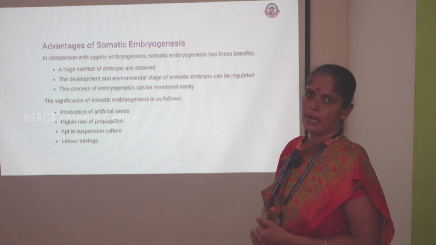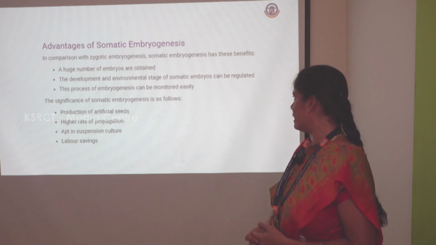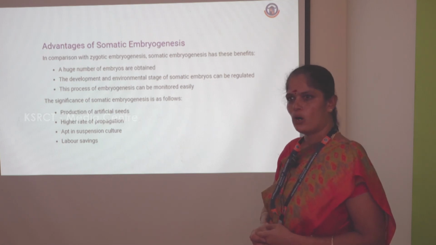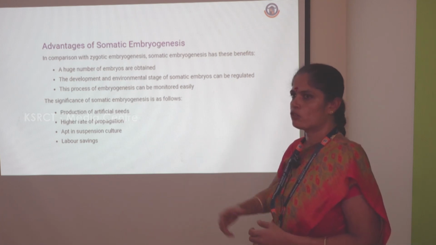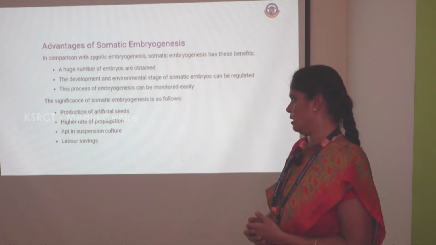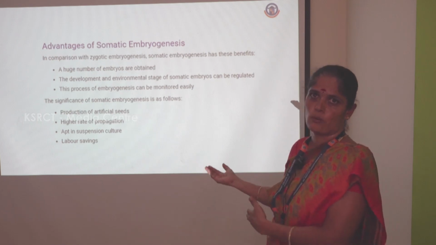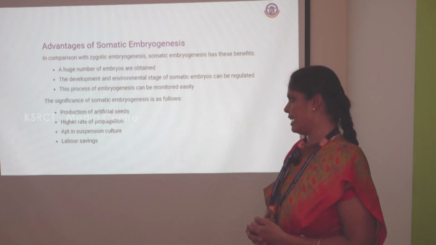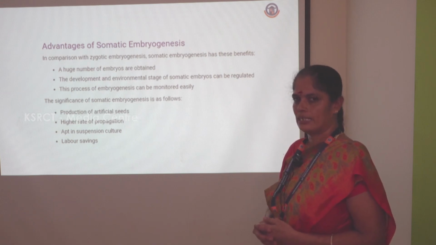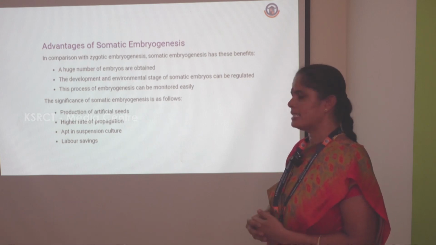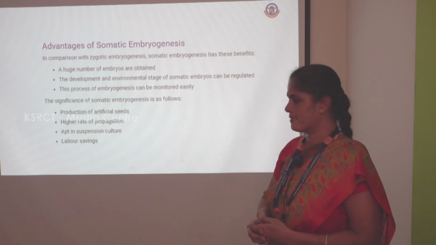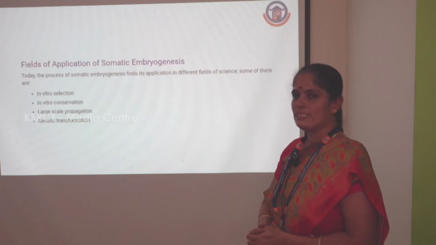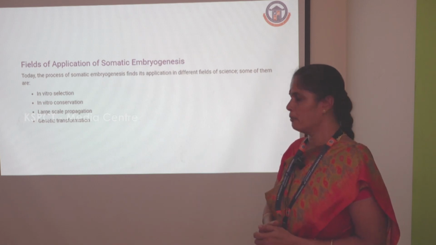A huge number of embryos can be obtained by the process of somatic embryogenesis. The developmental stages of somatic embryos can be regulated, and this process can be monitored easily. Regarding the significance, we can go for production of artificial seeds or synthetic seeds by using the somatic embryos, and a higher rate of propagation is obtained, and they are apt for suspension culture, that is a liquid media. And the most important significance is that it is a labor saving process. So in what fields can we apply this process of somatic embryogenesis?